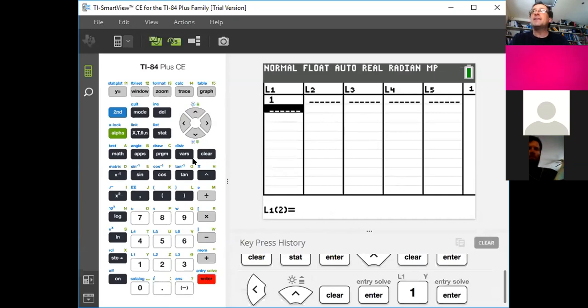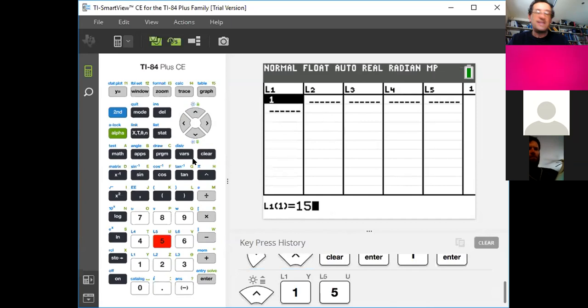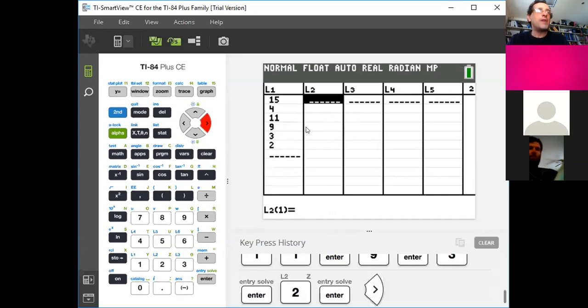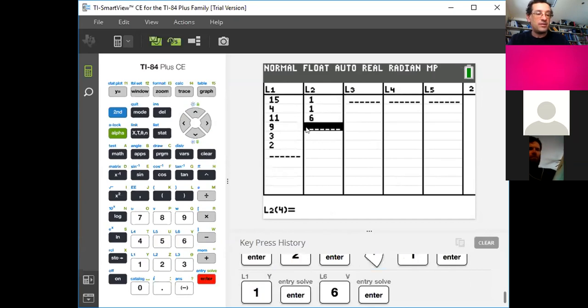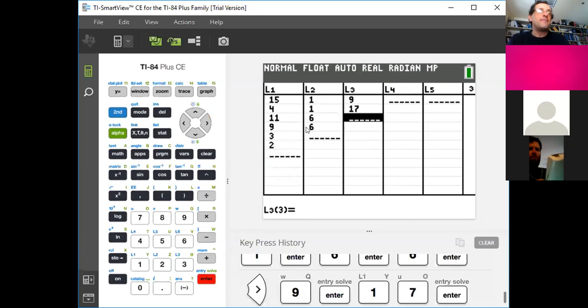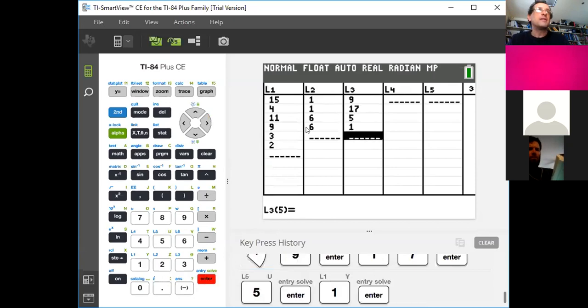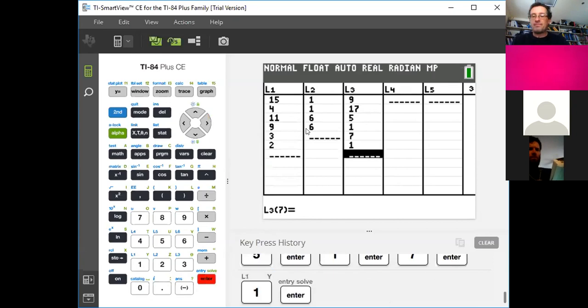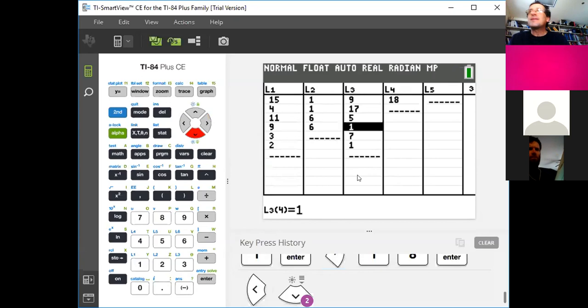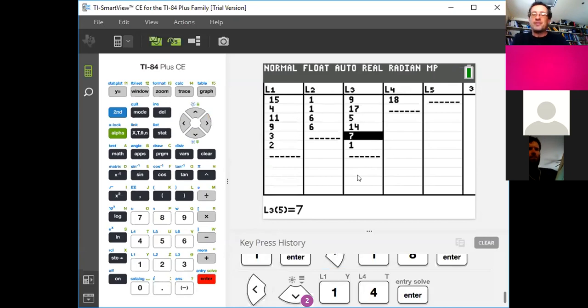So for whites, we had 15, 15, and then 4, and then 11, and then 9, and 3, and 2. For L2, we had 12, 1, 6, and 6. For L3, we had 9, 17, 5, 14, 7, and 1. And for other, we had 18, 14. Did I type one in wrong? Let's see. 14. Yep. I hit the 14, but it didn't register. Sorry. Doesn't like my 4. There we go. Got to really pound it for this particular keyboard.